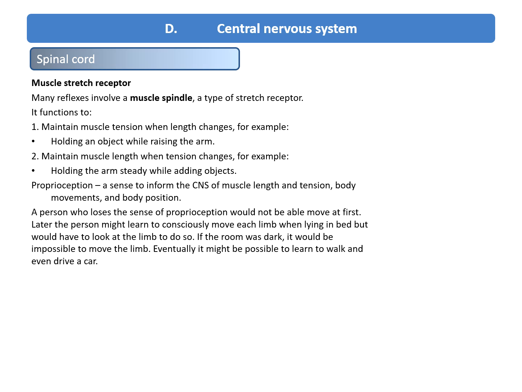A person who might lose the sense of proprioception would not be able to move at first. Later, the person might learn to consciously move each limb when, for example, lying in bed, but would have to look at the limb to do so. If the room was dark, it would be impossible to move the limb. Eventually, it became possible to learn to walk and even drive a car.